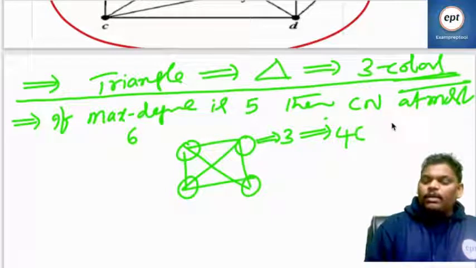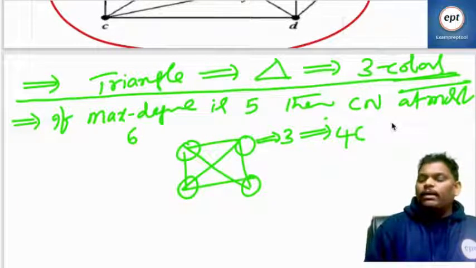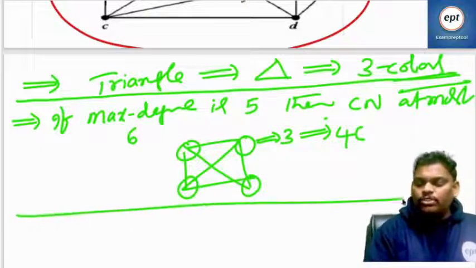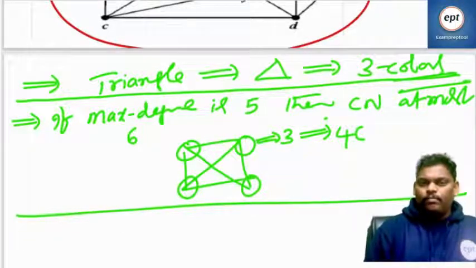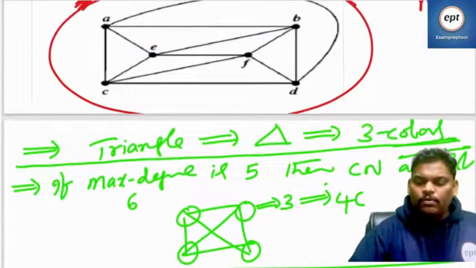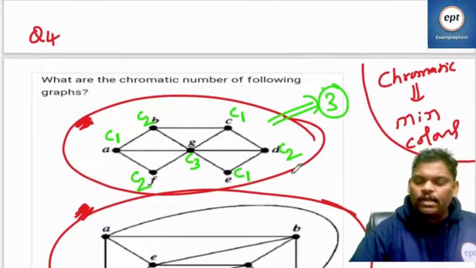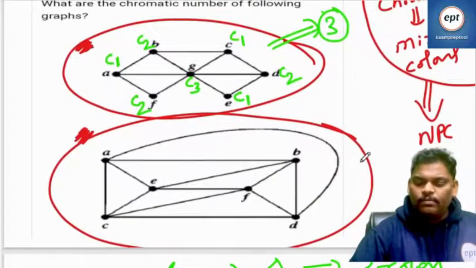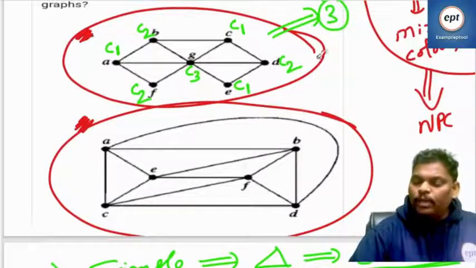If maximum degree is 5, then chromatic number is at most 6. Example also I given. Check. Now come here. First diagram, chromatic number is 3.